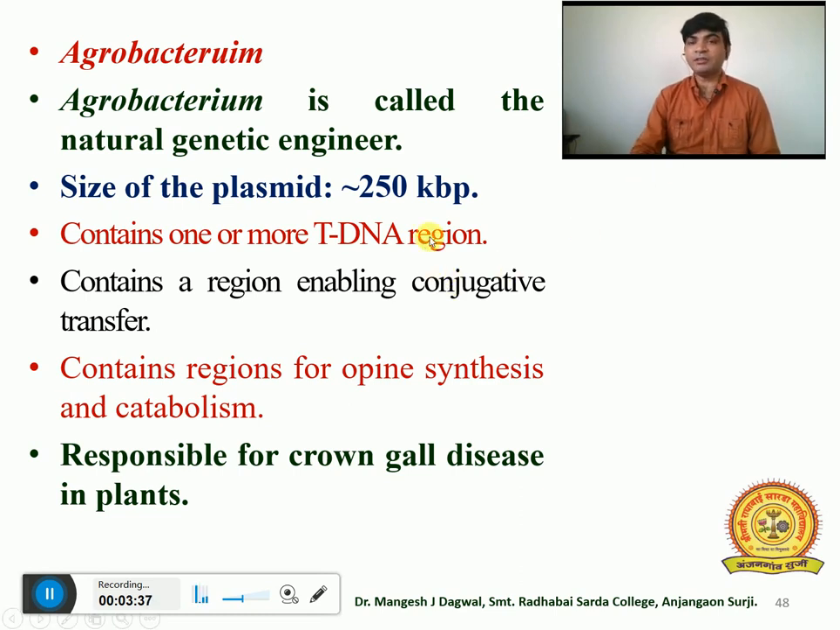This tDNA is the transfer DNA. This is one of the most important parts of this Ti plasmid or Ri plasmid. This plays a very important role in the transfer of our gene of interest. Now this contains the region enabling conjugative transfer, the region for opine synthesis and catabolism, and is responsible for the crown gall disease in plants.